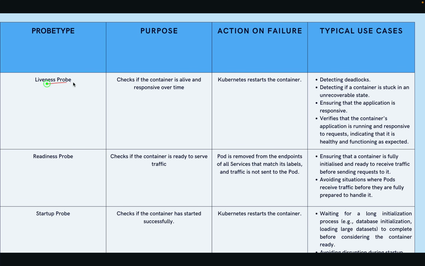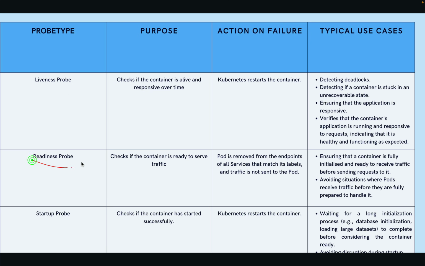So with the Liveness Probe, if the application was running and now it is not running, what action is it going to take? It is going to restart the container. And these are the typical use cases where we are going to use the Liveness Probe. Here it is going to detect deadlock. It is going to detect whether the container is stuck or not in a recoverable state. Ensure that the application is running and responsive, and also verify that the application is responsive to the requests which are coming. So this is the Liveness Probe.